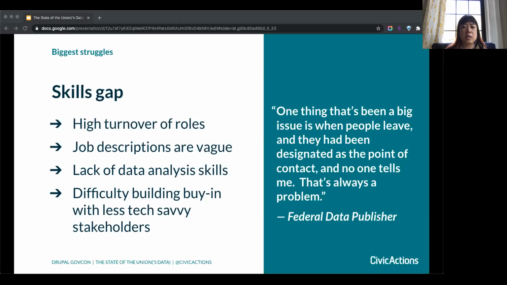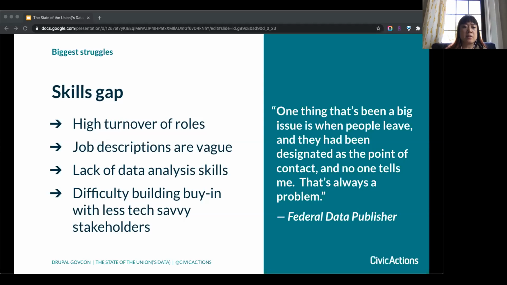There's also a skills gap where people who need the data don't know how to analyze it. Like I had mentioned before, data on its own isn't inherently accessible, and we need to curate processes and tools to make sure that data is usable for everyone. However, oftentimes agencies are lacking the skills to augment what they put out with data analysis.